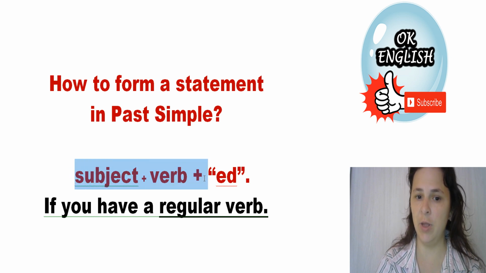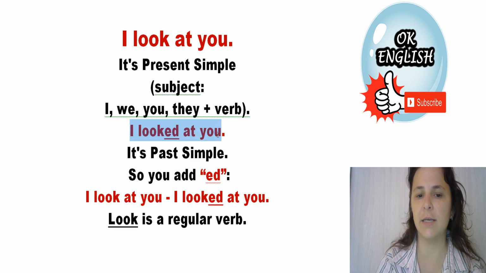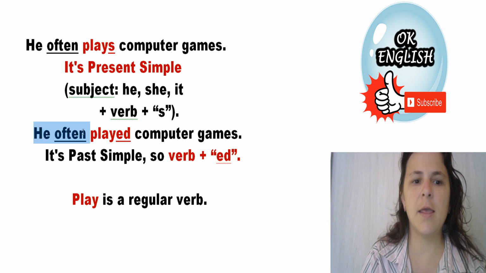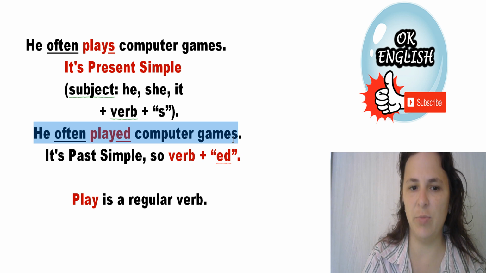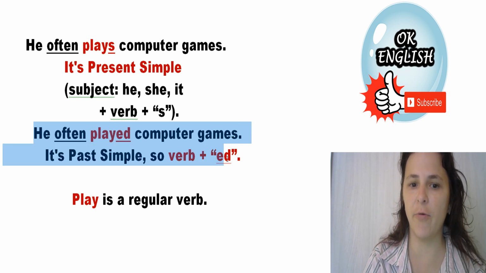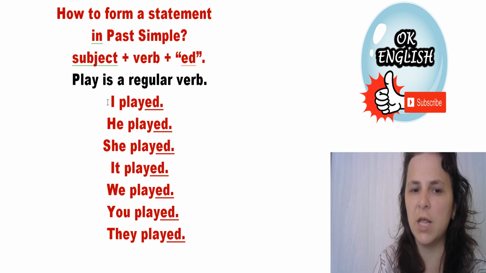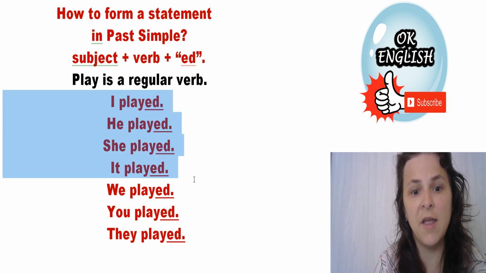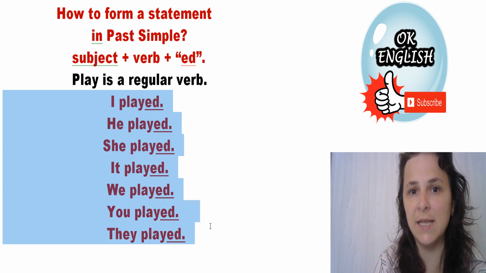Subject plus verb plus ed. If you have a regular verb, I looked at you. It's past simple, so you add verb plus ed. I looked at you. Look is a regular verb. He often played computer games. It's past simple, so verb plus ed. Play is a regular verb. For example, I played, he played, she played, it played, we played, you played, they played.